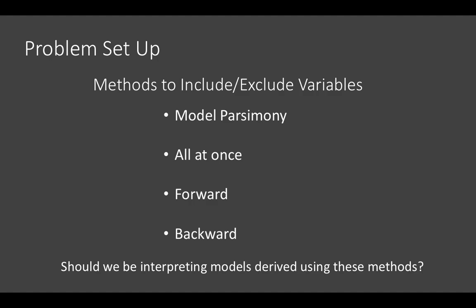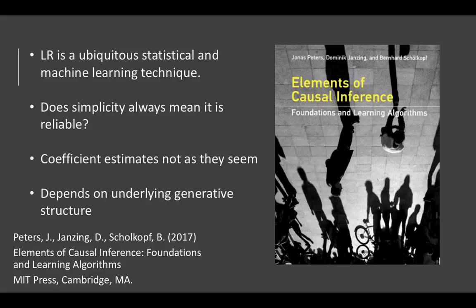And what I'm going to argue is that we shouldn't be interpreting models that are derived using these methods, and these methods are very commonly used, as I mentioned, in research today. So in order to demonstrate these problems, I'm going to take an example from this book called Elements of Causal Inference, which I highly recommend, by Peters, Janzing, and Schölkopf.